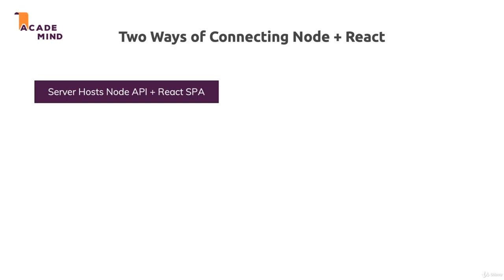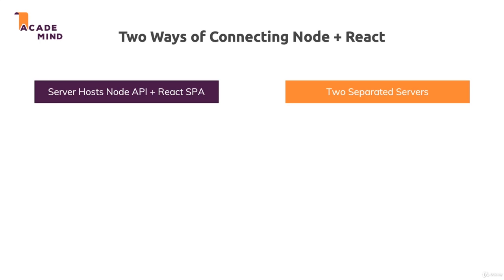The alternative is that we have two separated servers. One very simple server, which simply serves our single React.js application HTML page and all the JavaScript files that application needs, and one server which hosts our API.